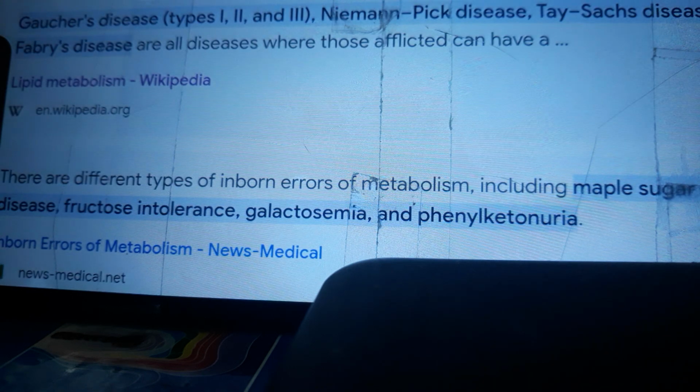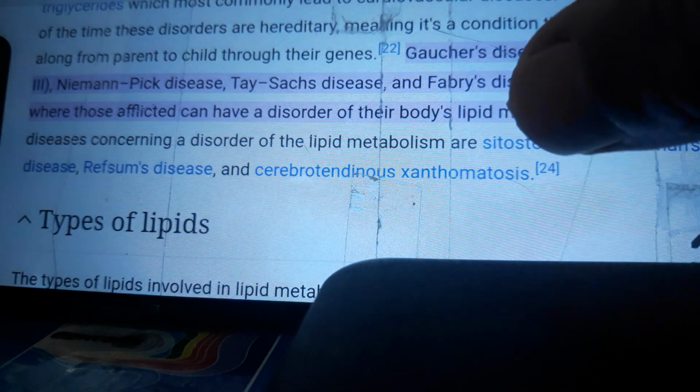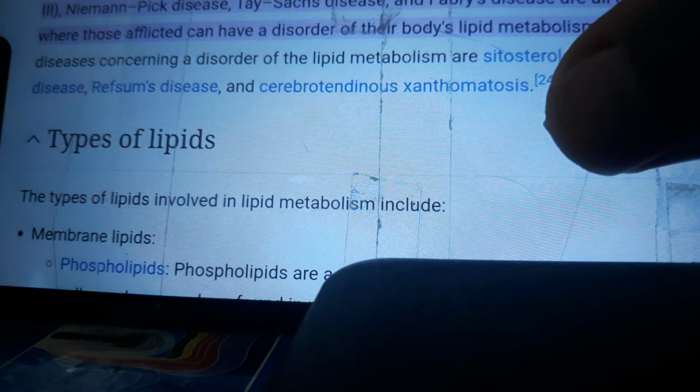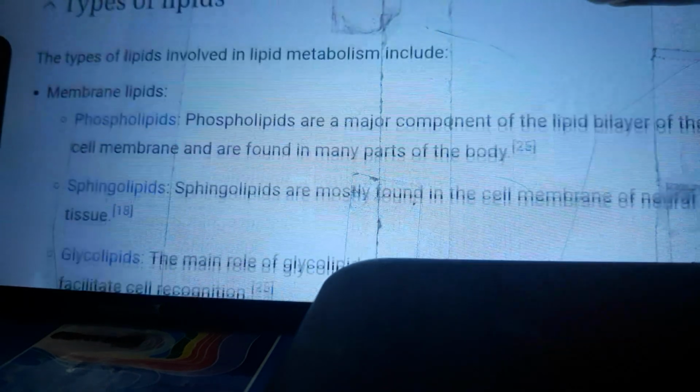The next question would be, what are the 4 inborn disorders of lipid metabolism? Gaucher's disease types 1, 2, and 3, Niemann-Pick disease, Tay-Sachs disease, and Fabry's disease are all diseases where those afflicted can have a disorder of the body's lipid metabolism. Rarer diseases concerning a disorder of lipid metabolism are cytosterolemia, Wolman's disease, Refsum's disease, and cerebrotendinous xanthomatosis, right?